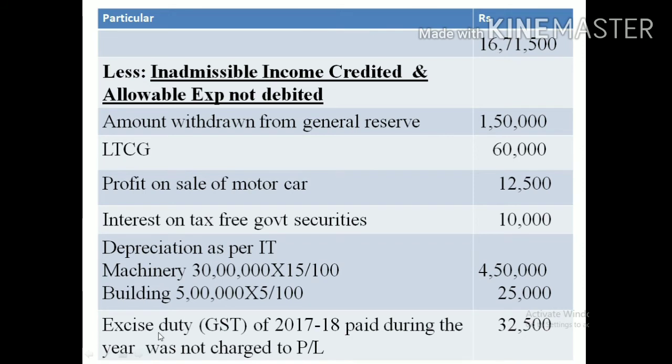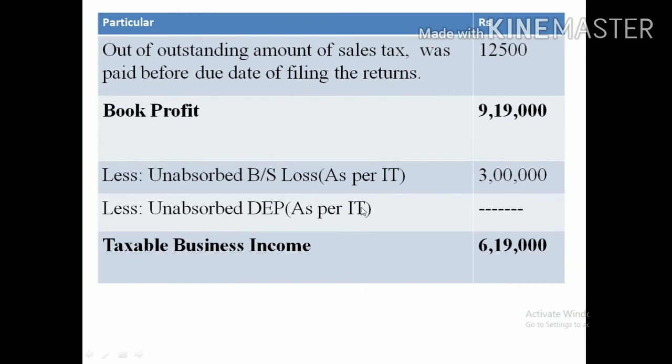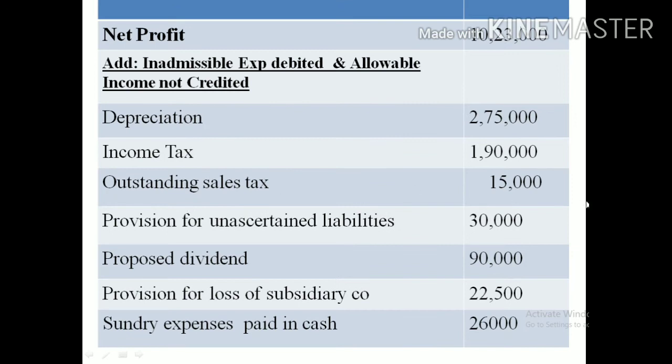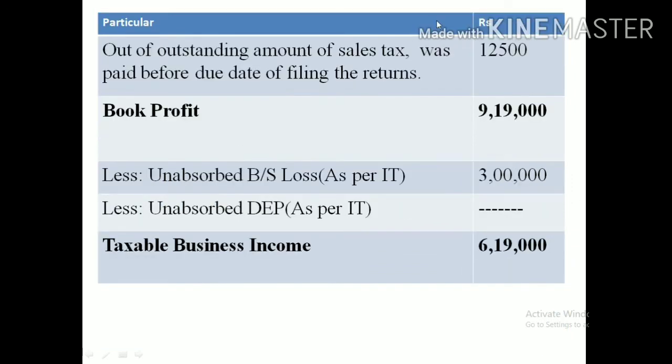Then one more we have, that is an excise duty paid during the year, that is not charged to profit and loss account, that is allowable, that is 32,500, because it's not debited, so I taken it as a deduct. Then next one, out of the outstanding amount of sales tax, how much is outstanding, that we added here, 15,000. Out of this they paid before the due date of filing the returns, that 12,500. Be careful, any outstanding expenses paid before the filing of return, that is allowable expenses, so that should be deducted. So I deducted here 12,500.